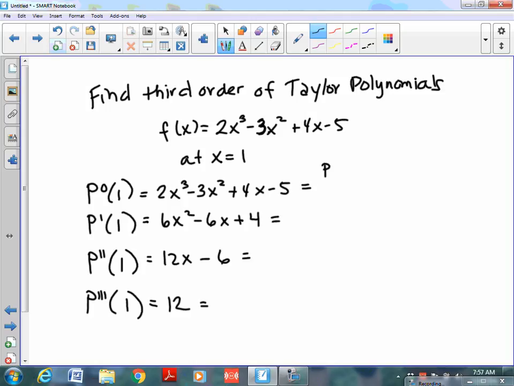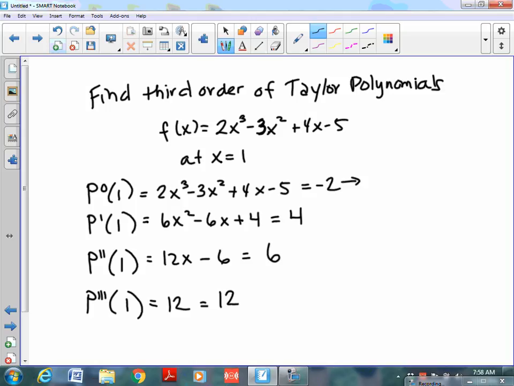It's p sub 0 of 1 over 0 factorial x minus 1 to the 0. Oh, I forgot to plug these in. One more time. Let's figure out what these answers are at 1. When you put 1 in here, you get a negative 2. When you put 1 in here, you get 4. When you put 1 into the next one, you get 6. And for the last one, you get 12.